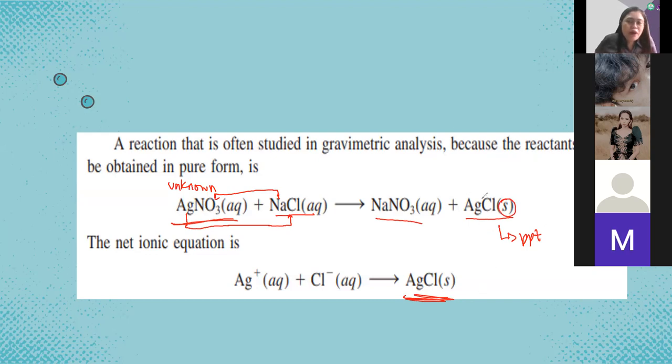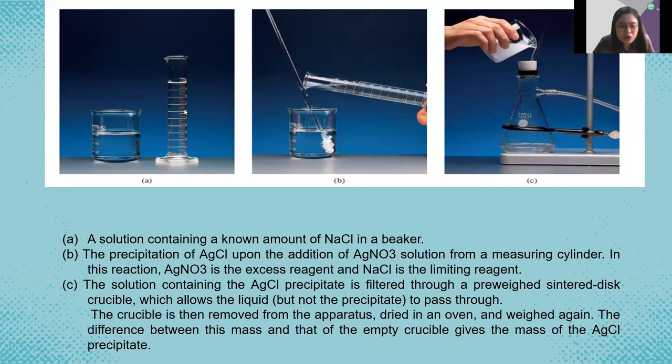So, based on the amount of silver chloride na na-produce class during the reaction, you can actually identify whether this substance is really a silver nitrate. Okay, yun yung importance ni gravimetric analysis. So, in the laboratory, since we cannot really do this personally, so let's just have the pictures. So, you have here a solution containing a known amount of sodium chloride. So, actually, this one in the graduated cylinder is the sodium chloride.